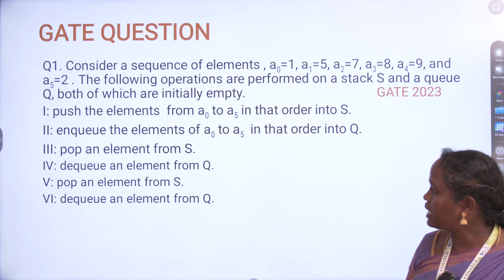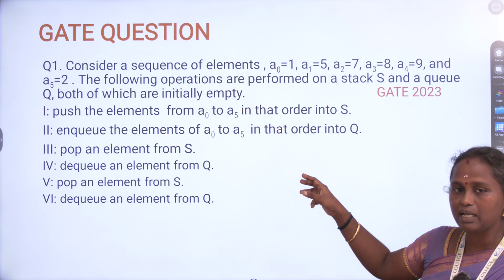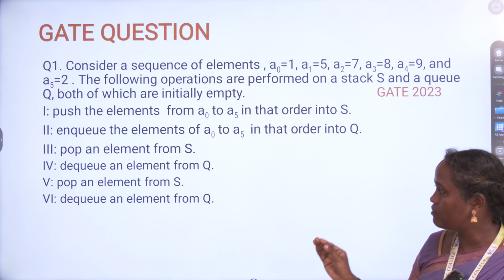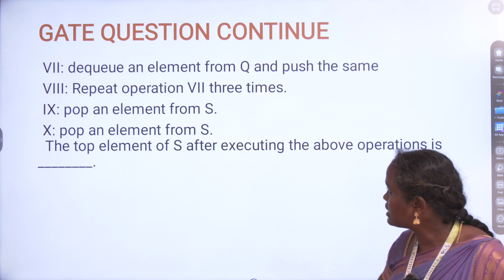Okay, what's the next thing? Again, pop an element from S. So again we have to pop an element from the stack S. Again, what is the sixth operation they have given? We have to dequeue an element from the queue. And what is the next thing they have given?